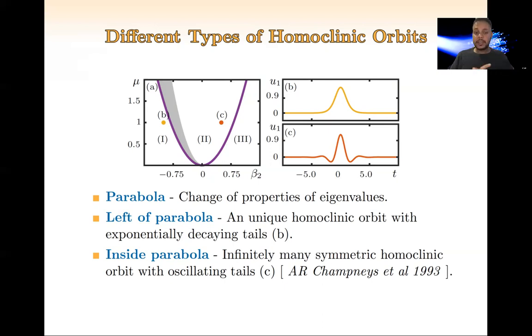However, most interestingly, it was found that in a fourth order reversible Hamiltonian system, in the parameter range where equilibrium 0 has complex conjugate eigenvalues, that is region 2 in this diagram, we can find infinitely many symmetric homoclinic orbits with oscillating tails.